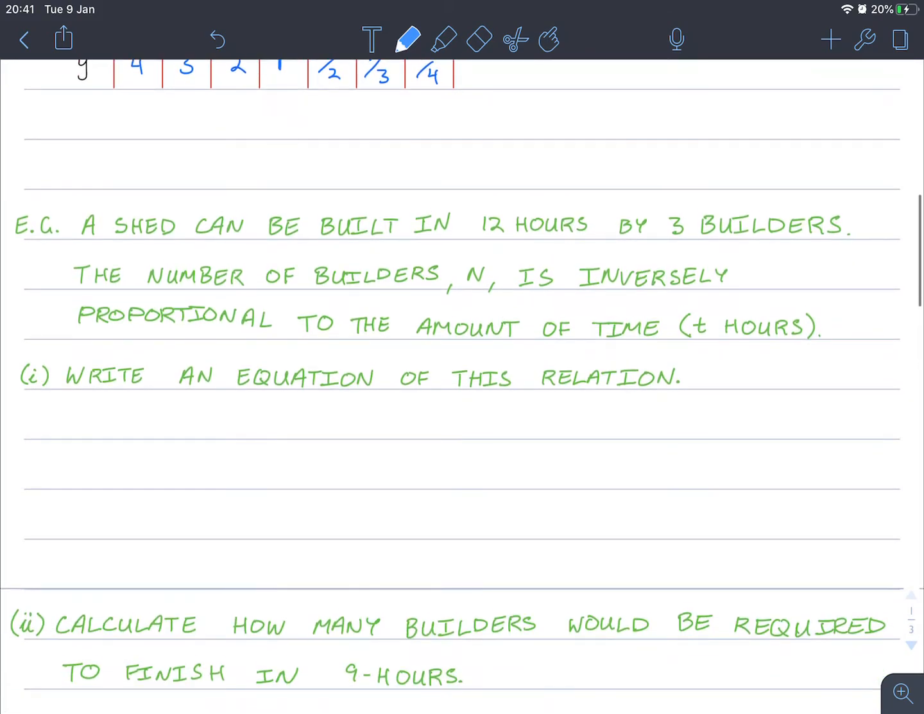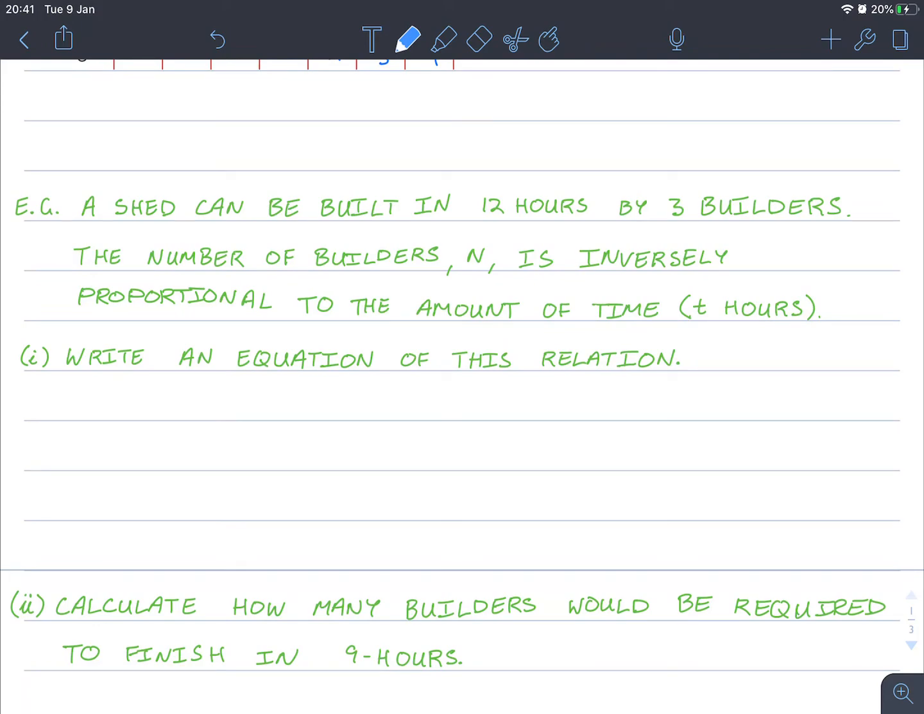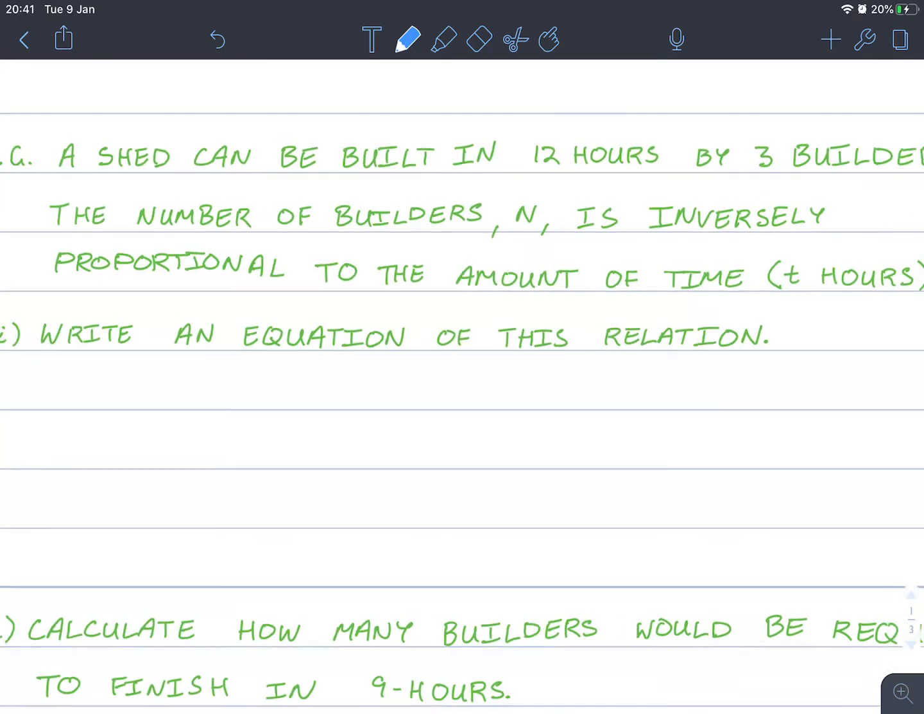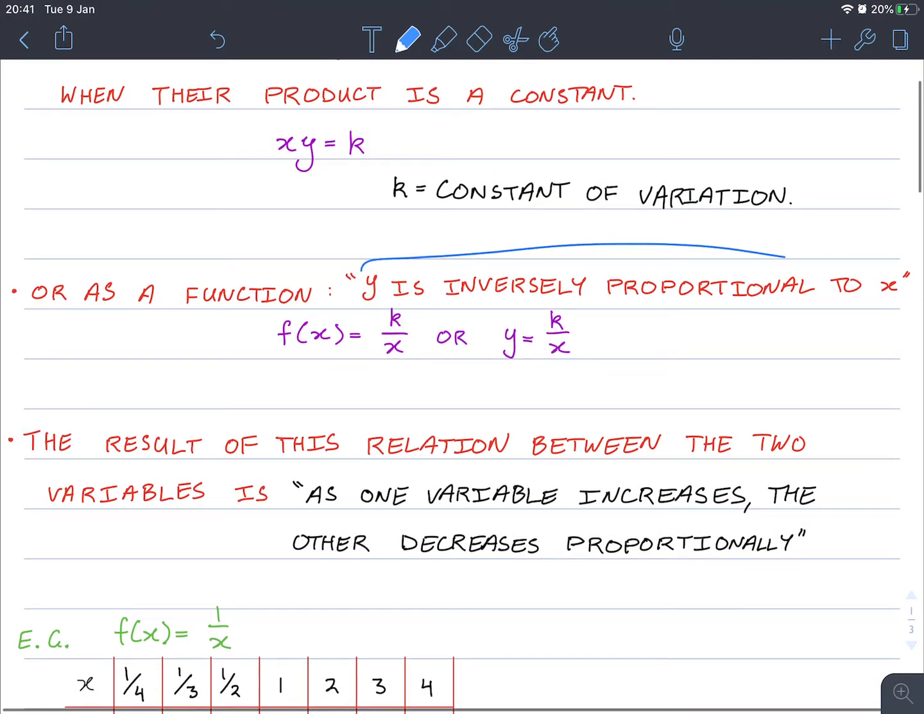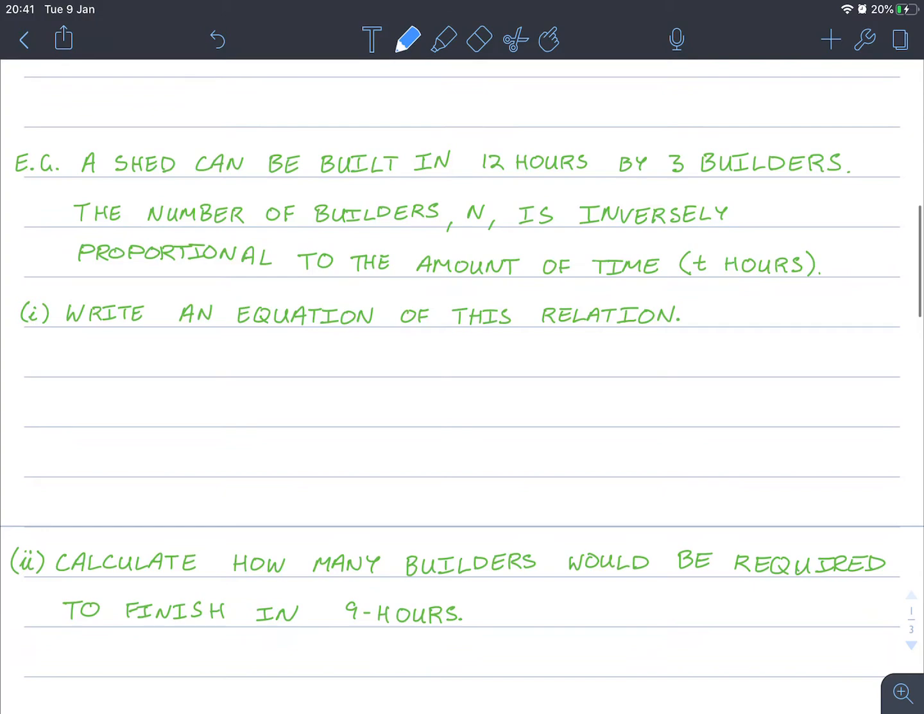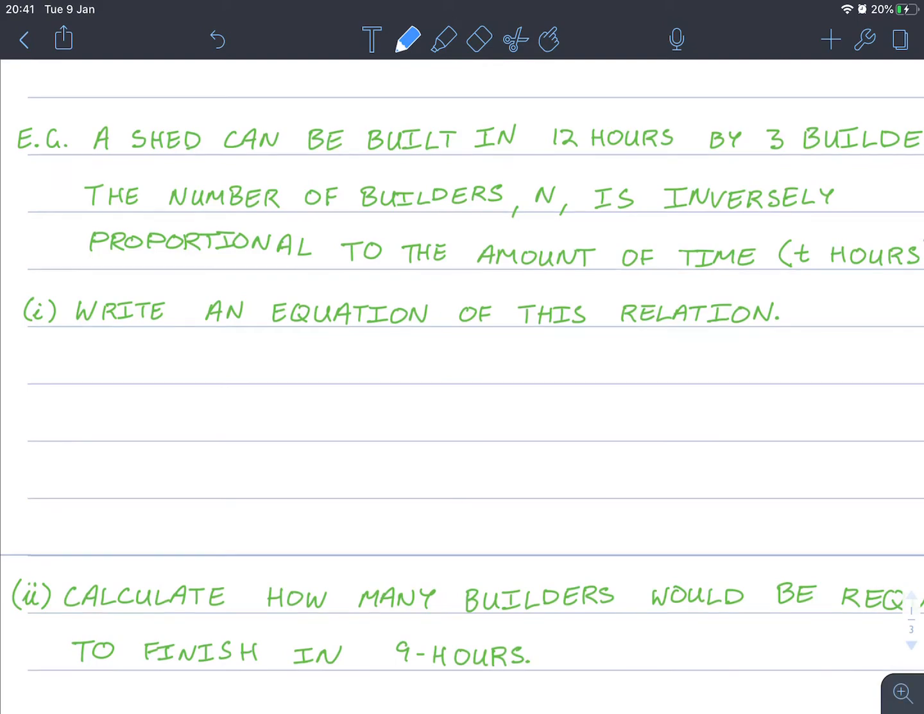Let's do a scenario involving this. A shed can be built in 12 hours by 3 builders. The number of builders n is inversely proportional to the amount of time t hours. Let's write an equation for this. Earlier we said when y is inversely proportional to x, it becomes y equals k on x. For this, n is inversely proportional to t, so we can say n is equal to k on t.